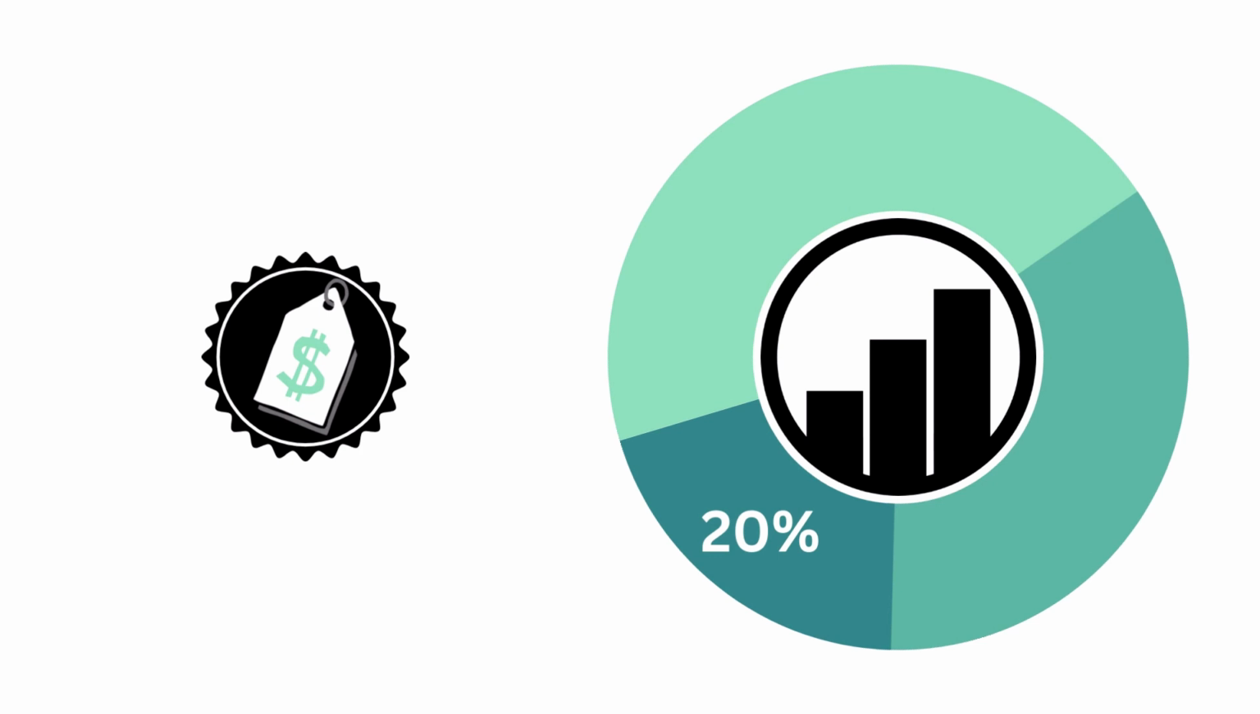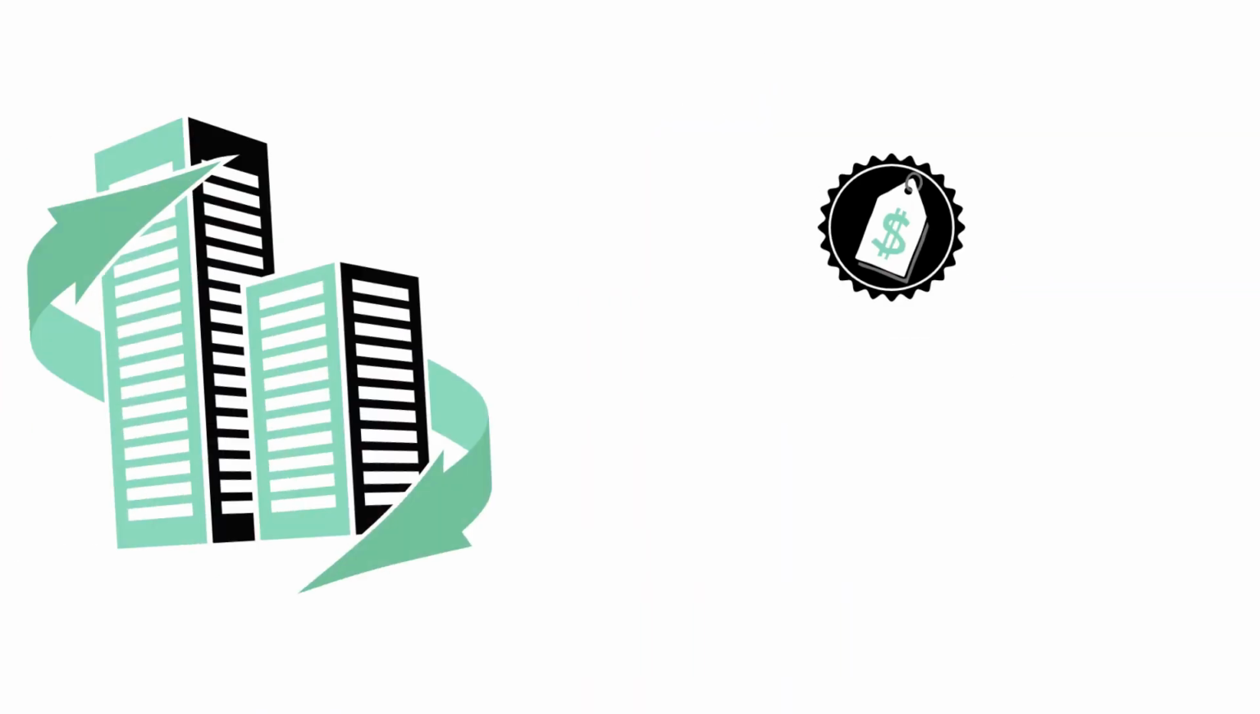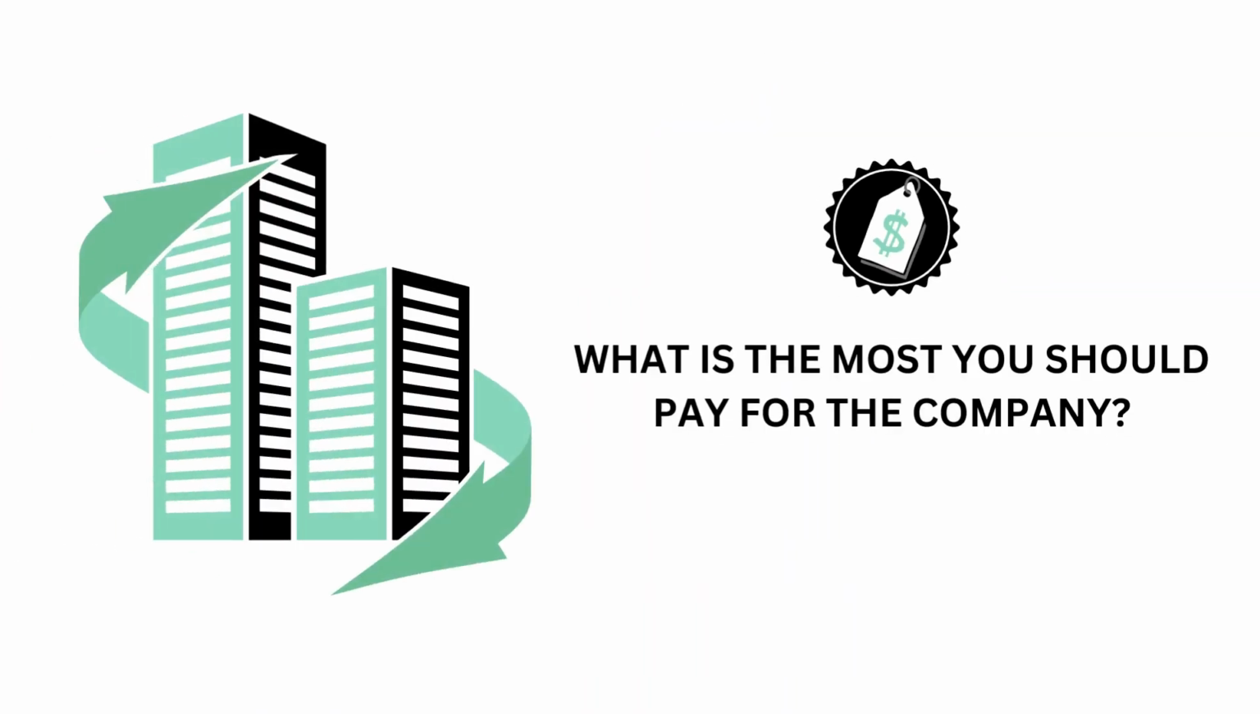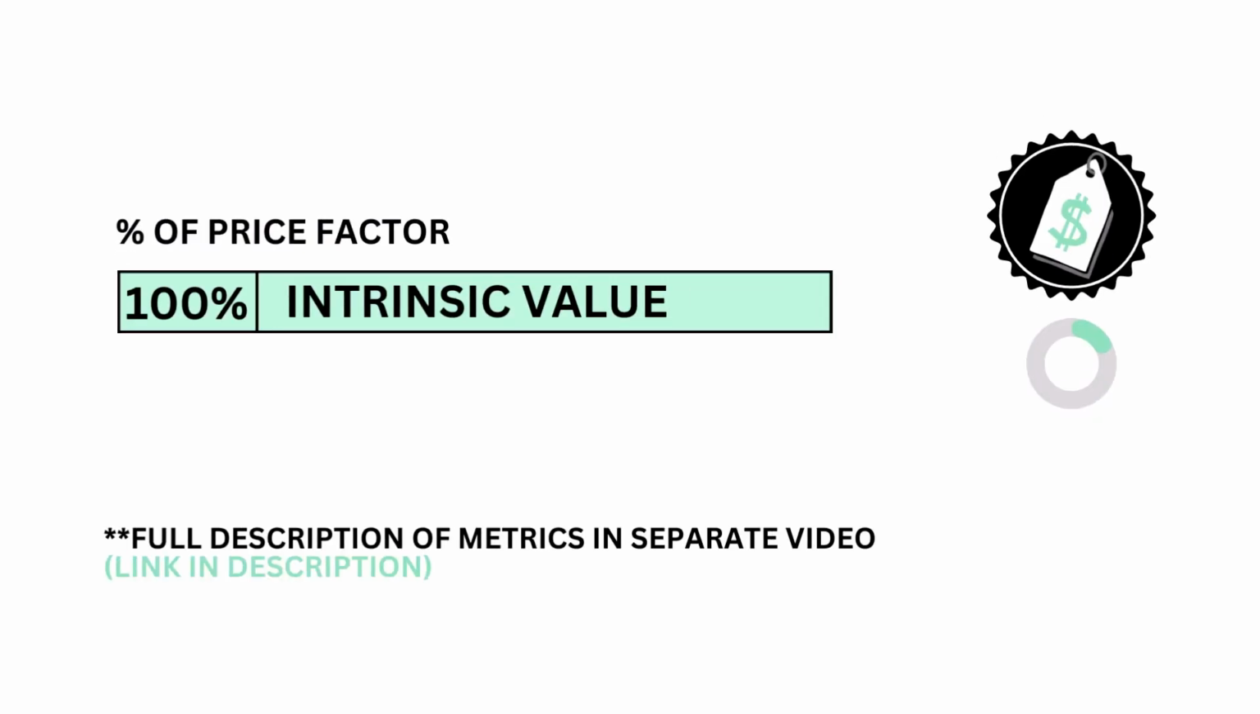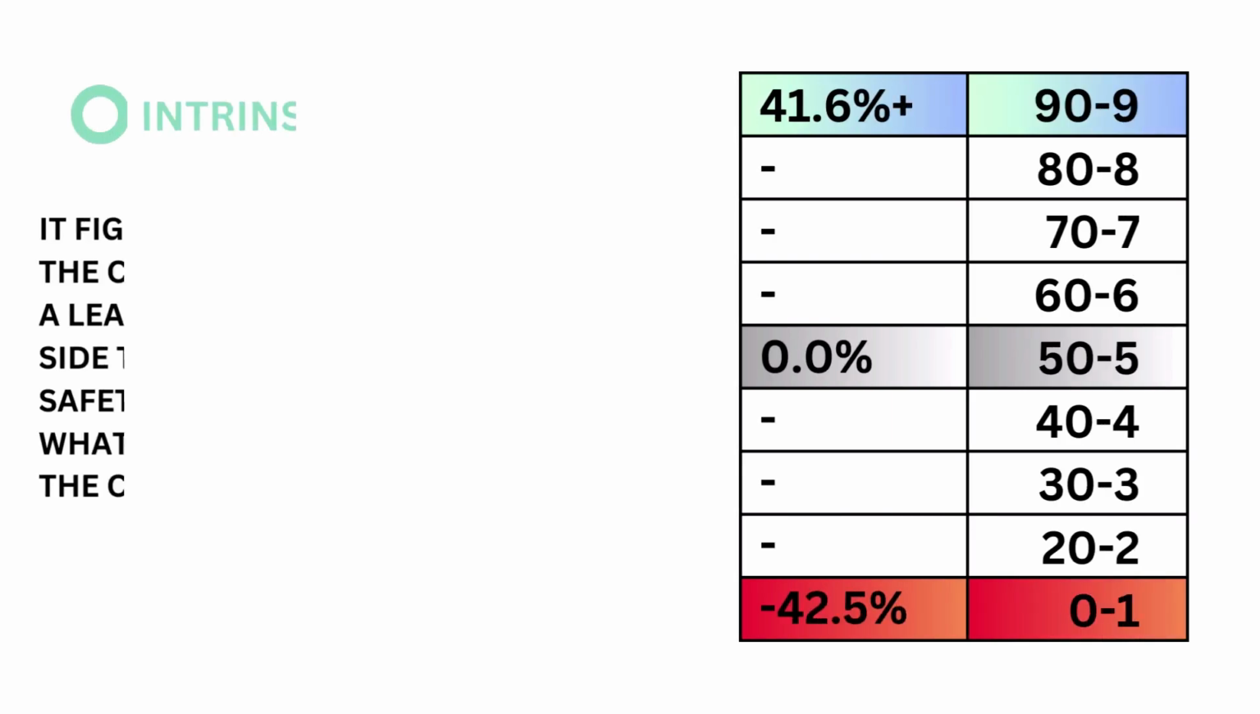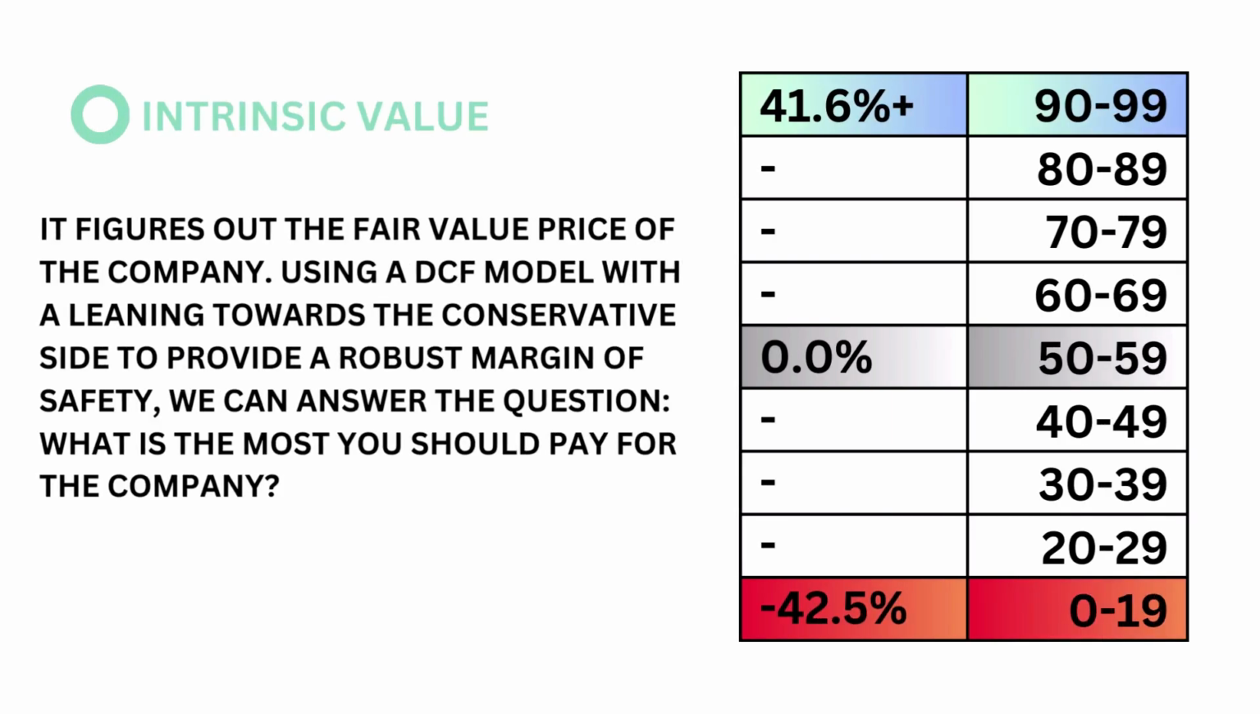Let's then look at the price. The price factor accounts for 20% of the analysis. The price asks the question, what is the most you should pay for the company? The price factor consists of only one metric, the intrinsic value. The intrinsic value figures out the fair value price of the company using a discounted cash flow model with a leaning towards the conservative side to provide a robust margin of safety. We can answer the question, what is the most you should pay for the company?